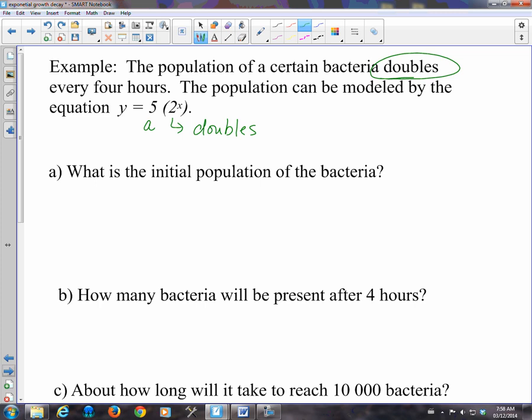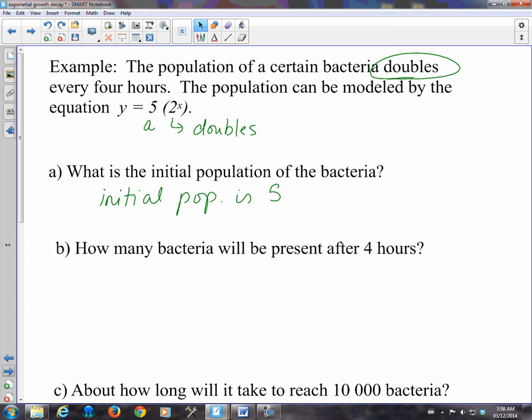What is the initial population of the bacteria? So we just talked about that. The initial population is 5. How many bacteria will be present after 4 hours? So you've got to be careful with this one, because it doubles every 4 hours. So it has a doubling period or a set amount of time. So if it doubles every 4 hours, after 4 hours, it's only going to double once. So if we start with 5, we double once, we're going to have 10 bacteria after 4 hours.